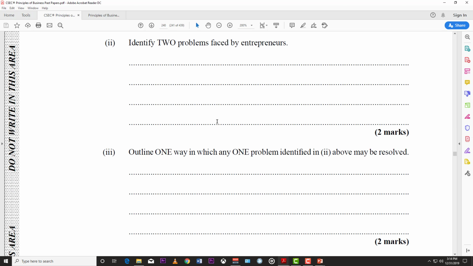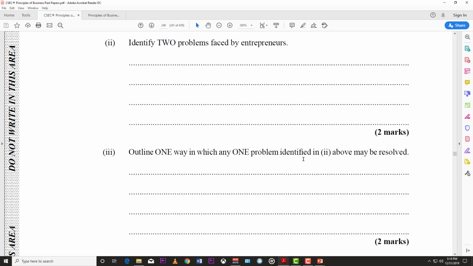So, there are many problems faced by entrepreneurs, especially when they're just starting out, but they only actually identify two and outline one way in which any one problem identified above may be resolved. So be smart here and just identify things that you can explain in the one after.